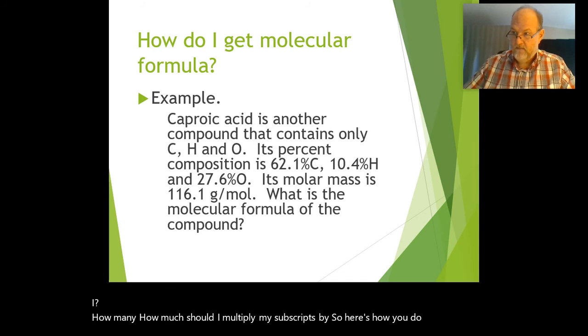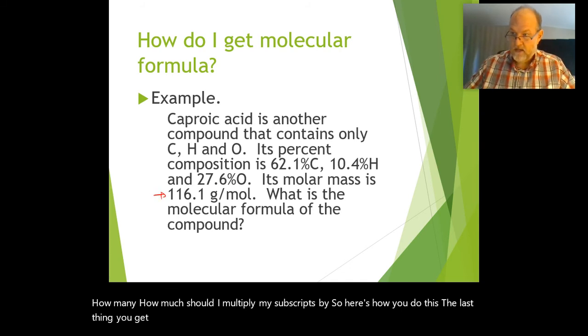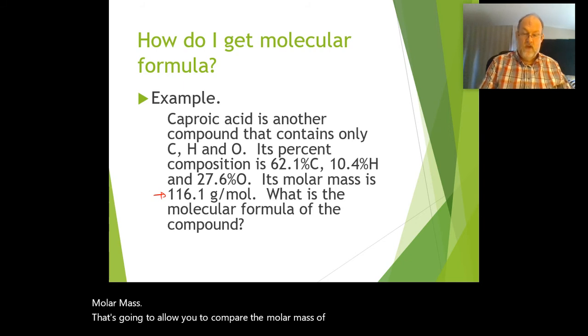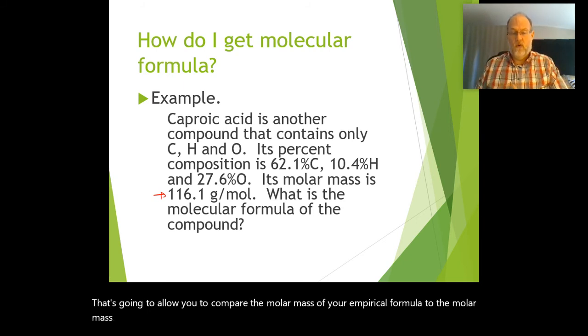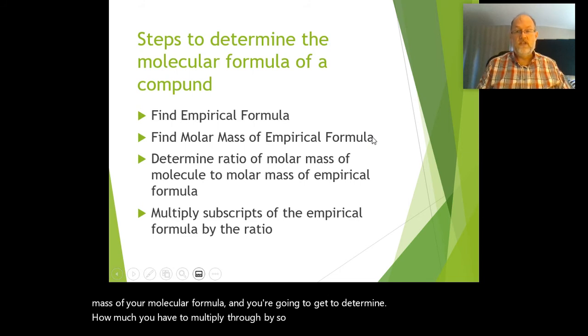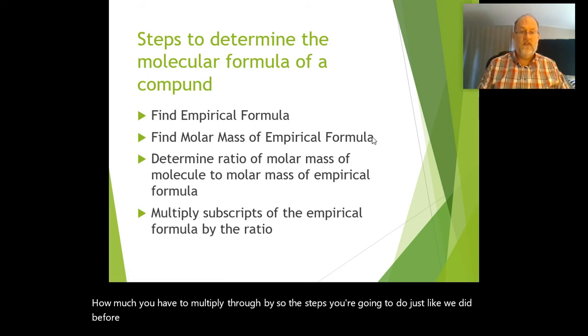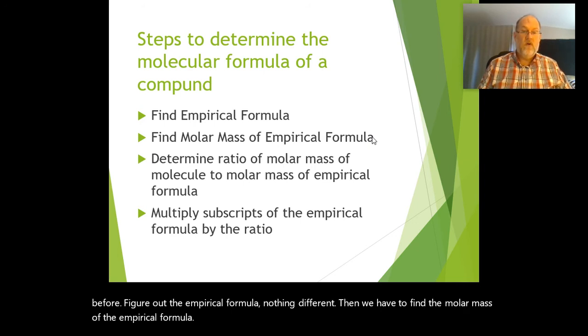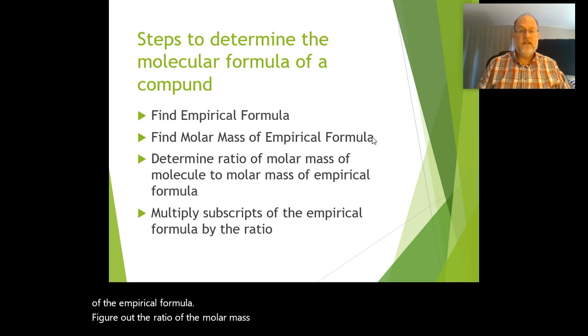The last thing you get is a molar mass. That's going to allow you to compare the molar mass of your empirical formula to the molar mass of your molecular formula, and you're going to get to determine how much you have to multiply through by. So the steps: figure out the empirical formula, just like we did before, nothing different. Then find the molar mass of the empirical formula. Figure out the ratio of the molar mass of the molecule to the molar mass of the empirical formula. And then multiply through all the subscripts.